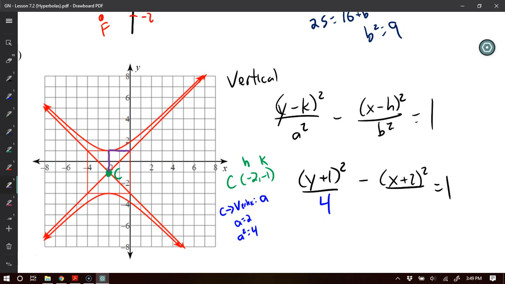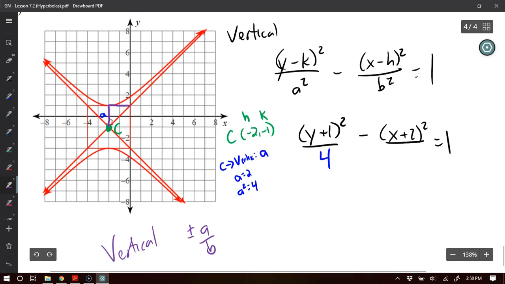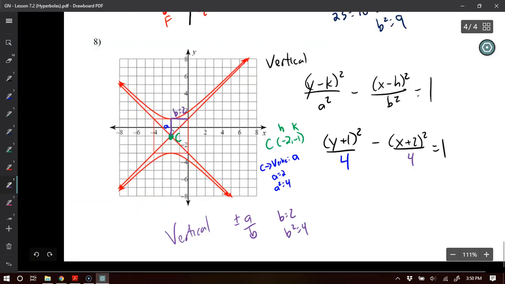That's my slope. Now this is your A right here, so that means my run, if I think about the formula, the formula for the asymptote slope in this case is going to be plus or minus A over B for a vertical. So in that case, my B value here is 2. So then B squared is 4. They just happen to be the same one, and there is your equation.